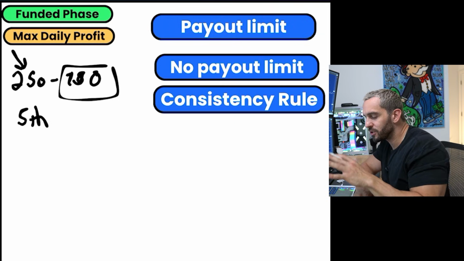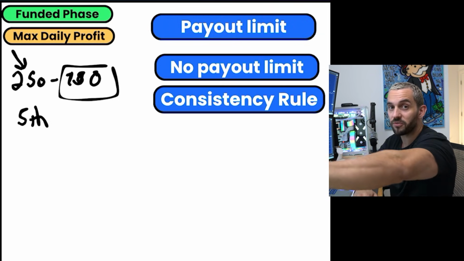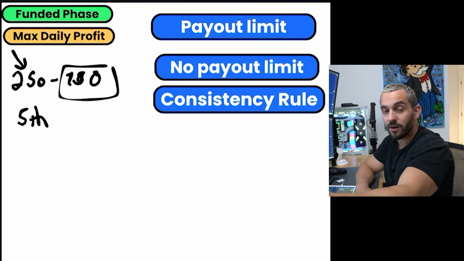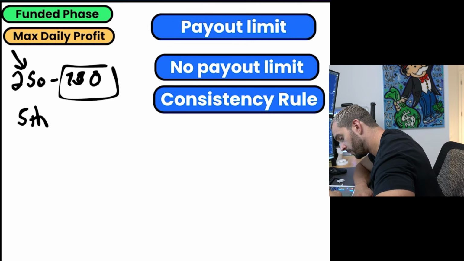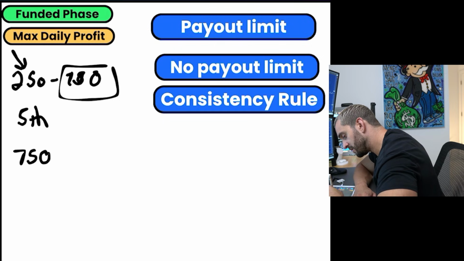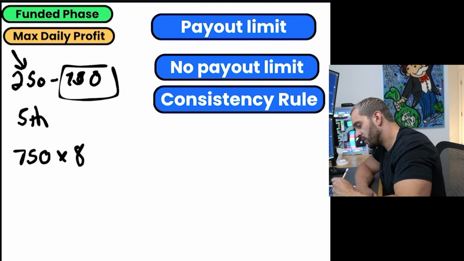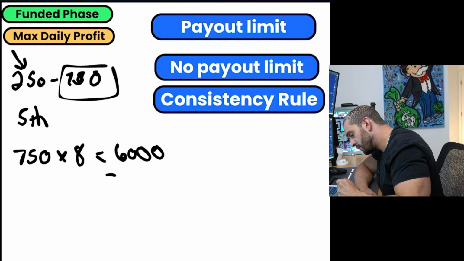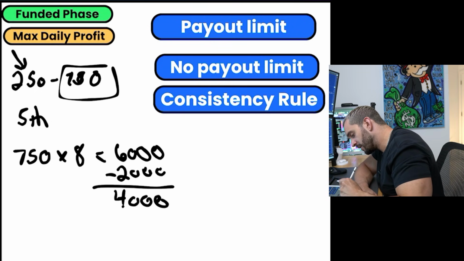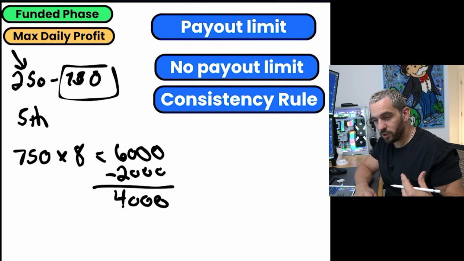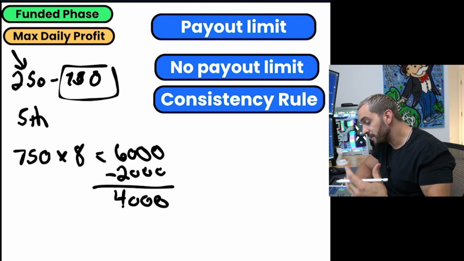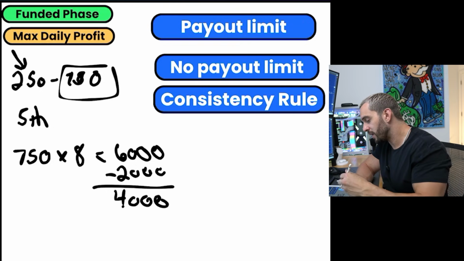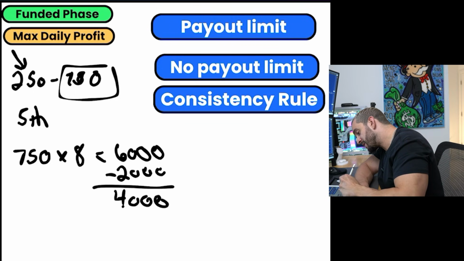Let's say on average, you make $750 a day for the first 5 payouts. And then after the 5th payout, remember the payout limit goes away. So if you do this, $750, let's say for 8 days, you're gonna make $6,000, but you wanna pay yourself, so you're gonna take out $2,000. This leaves you with $4,000 in your balance. Now, you can't withdraw that, but you can keep trading and growing it. And if you keep repeating this over and over again, after the 5th payout, you're gonna be sitting on $20,000 extra, right?